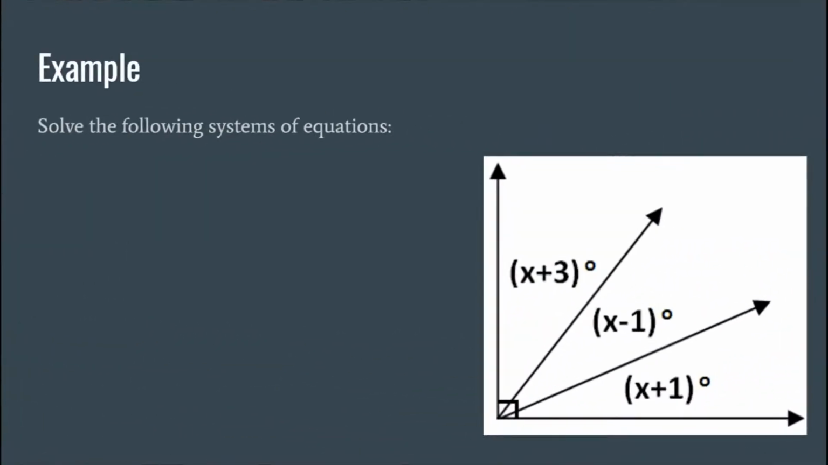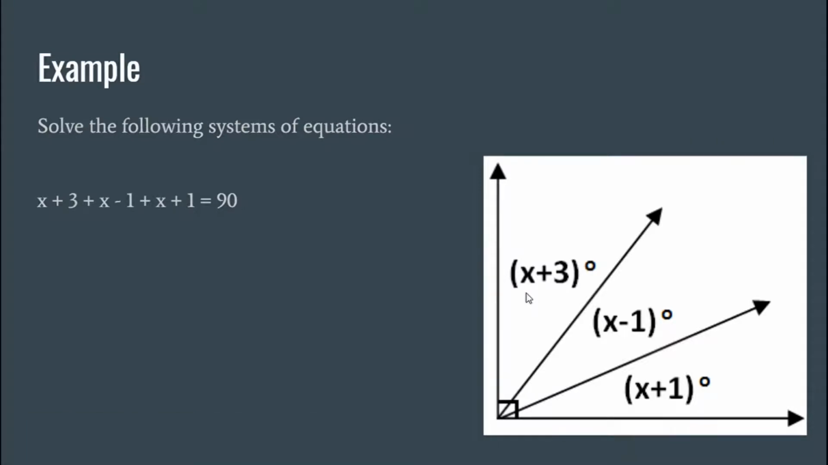So this one here is a little bit more complicated, but you still tackle it in the same way. The first thing you need to do is solve for your missing variable. Okay, so we got three angles here. This tells you that they all combine to make a right angle. So if I add all these together, they should equal 90 degrees.